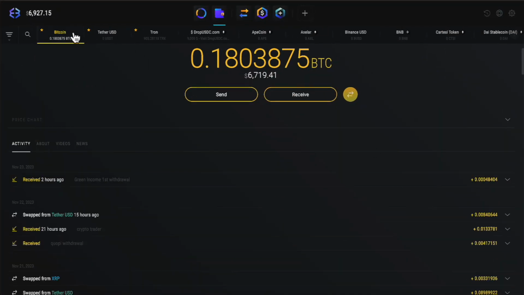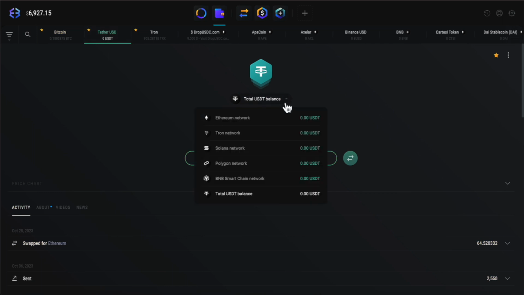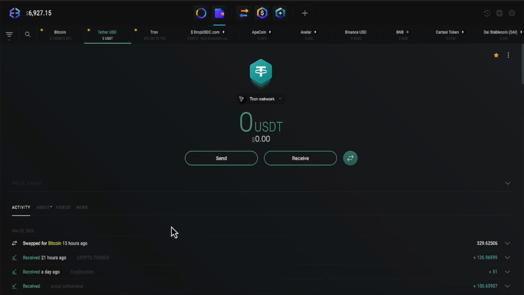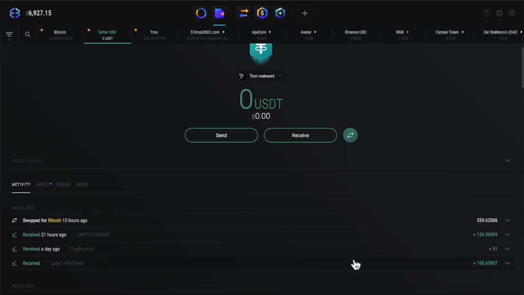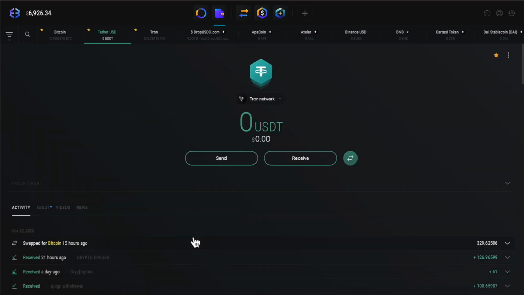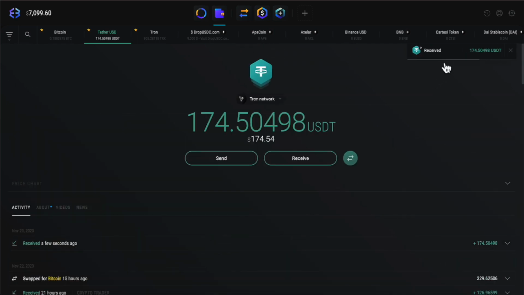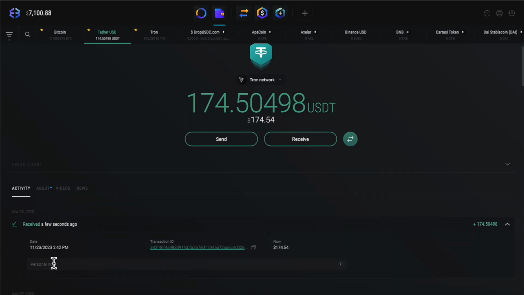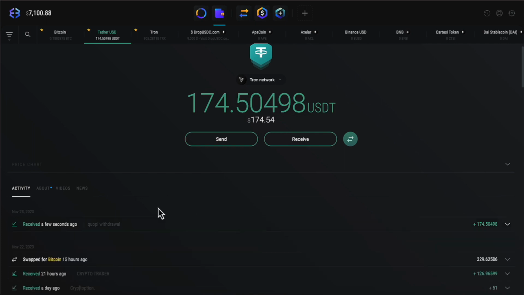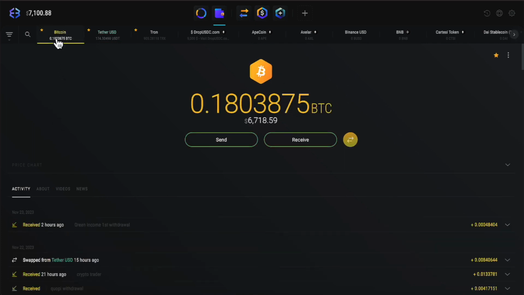Let's go ahead and go to USDT. Let's put this on the Tron network where we've cleaned that out. We are now sitting at zero. Let's come over here and wait for that transaction. All right, everyone, that transaction is in. Let's go ahead and label that Quopi. All right, that's a $174.50 Thanksgiving Day withdrawal on Quopi.